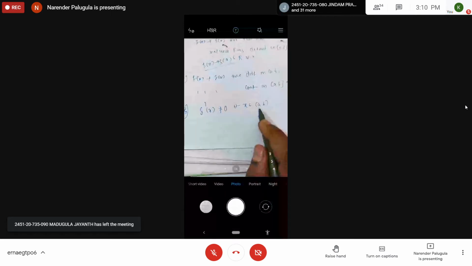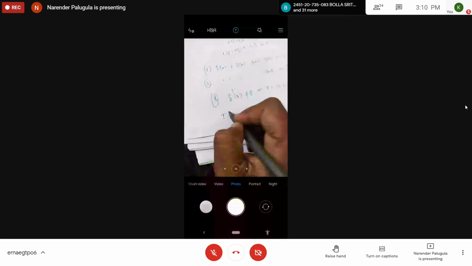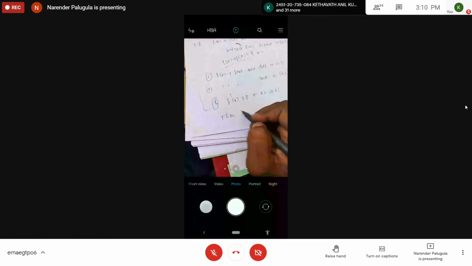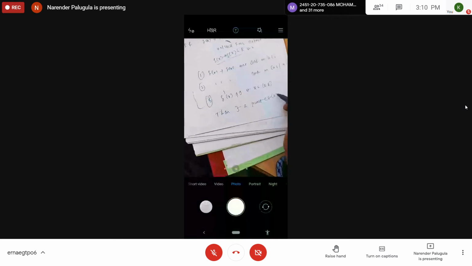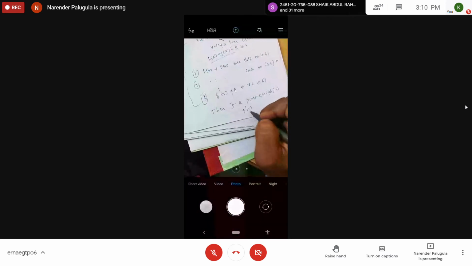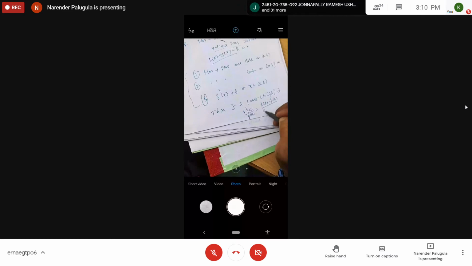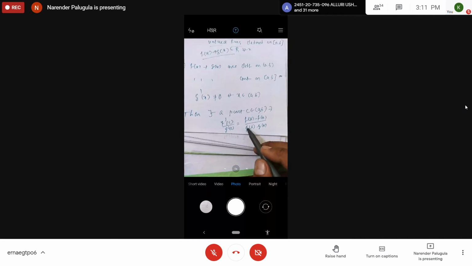Point between A and B. Now these are the conditions of Lagrange's. If these three conditions are satisfied, then there exists at least one point C belonging to (A, B) such that f dash C by g dash C is equal to f of B minus f of A by g of B minus g of A. This is the conclusion of Cauchy's mean value theorem.